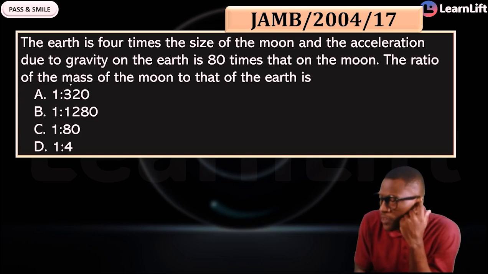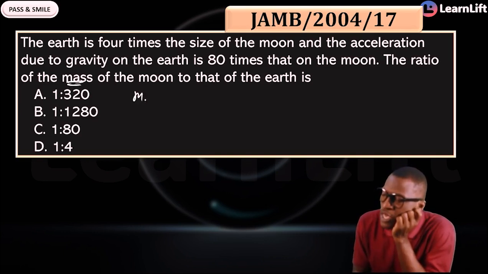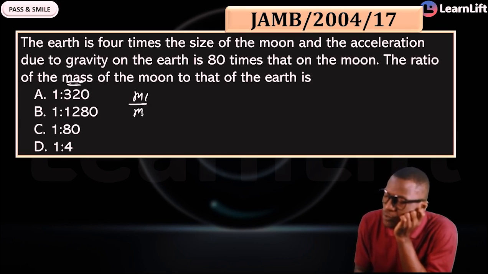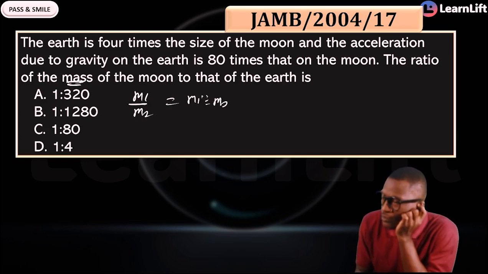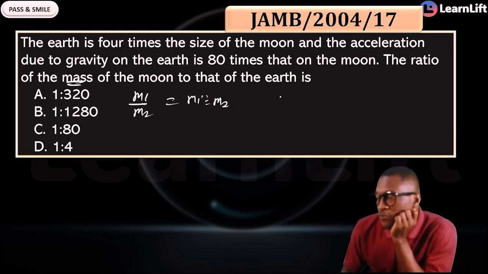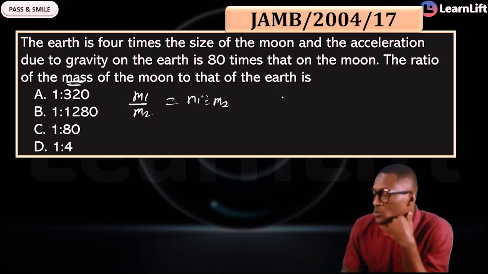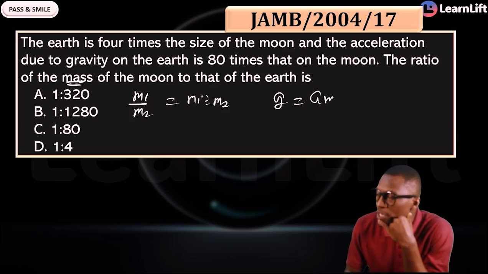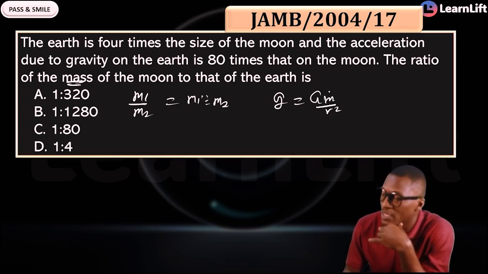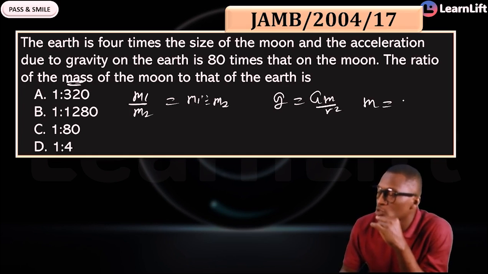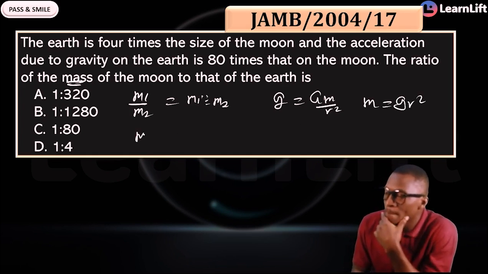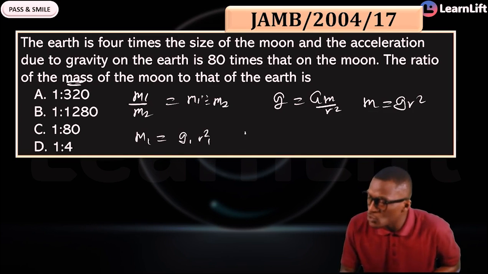First of all, they say the ratio of the masses. What are their masses first? Masses will be M1 all over M2. So first of all, let's get what formula has to do with mass. We know that g is equal to GM all over R squared. Cross multiply, and the mass will now be equal to gR squared. That is for mass 1, g1 R1 squared, while mass 2 will be equal to g2 R2 squared.